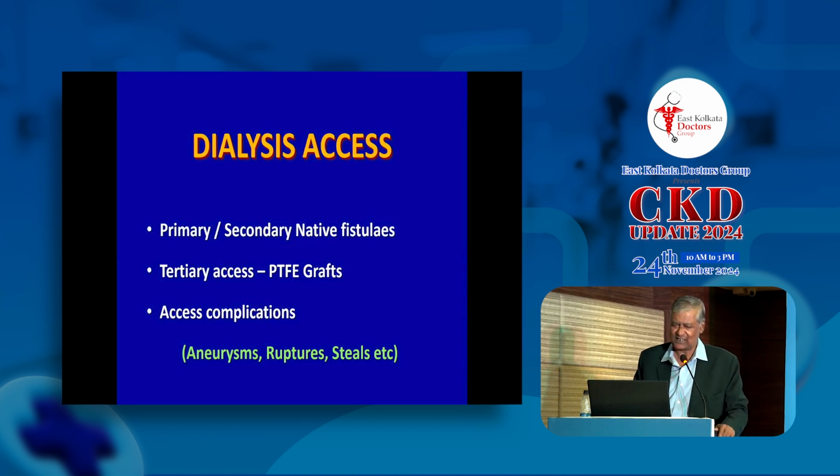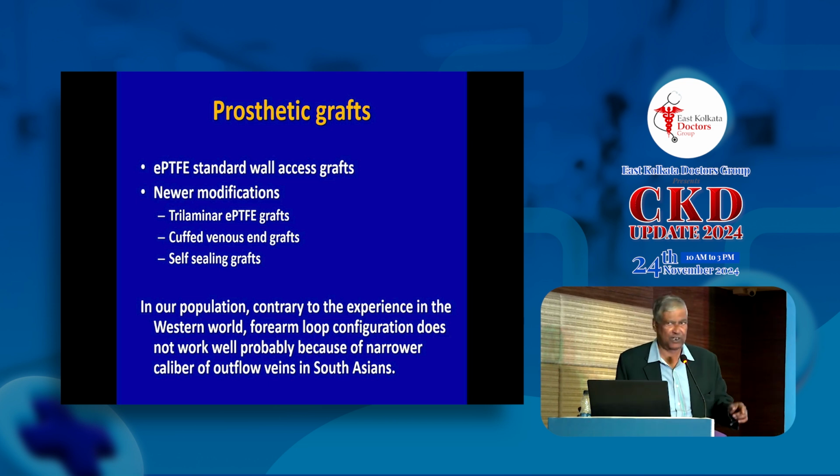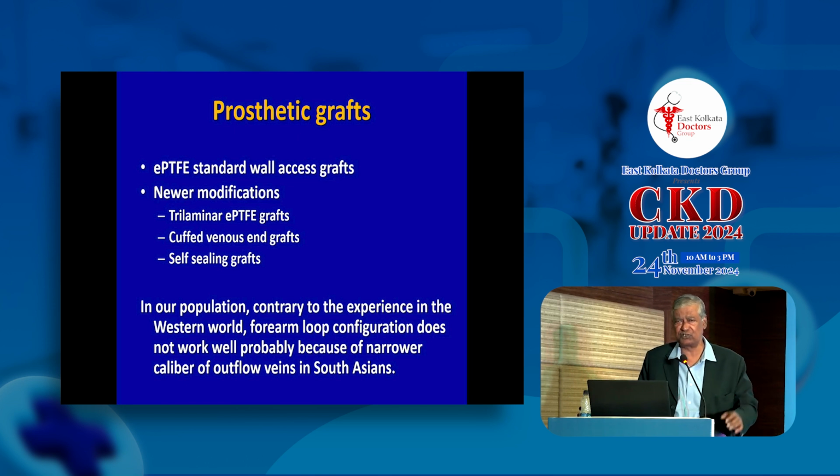So to summarize, dialysis access can be primary or secondary native AV fistulas. There can be tertiary access with grafts, and access complications. Now, there are several varieties of prosthetic grafts. I'm not going to go into the details, but it's important to remember that in our population, contrary to the experience of the Western world, forearm loop configuration does not work well because in the South Asian population, there is a narrower caliber of the outflow veins. We published our first experience with our first 82 patients, and we showed the same result.